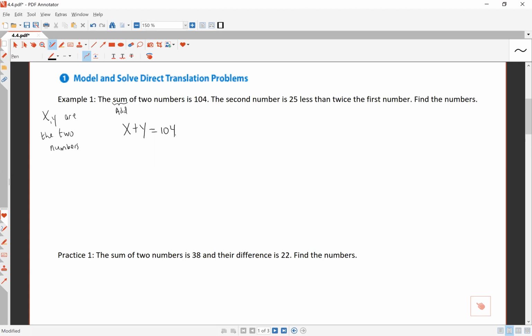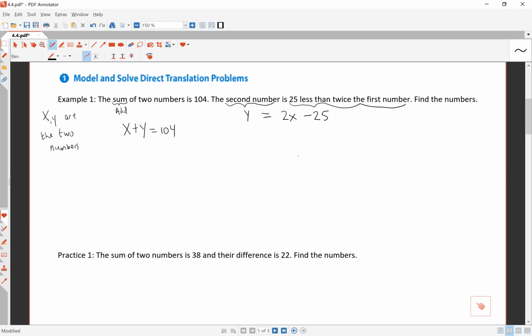Now the second phrase says the second number is 25 less than twice the first number. That has a direct translation of, well, if we call the second number y, that is equal to 25 less than twice the first number. 25 less than is a minus 25. 25 less than twice the first number.